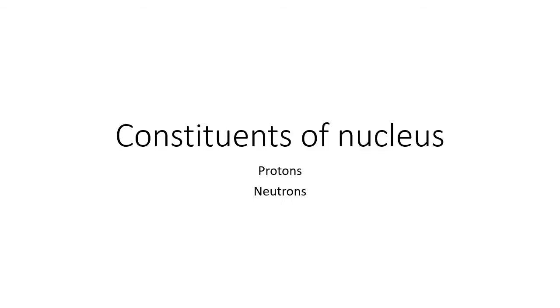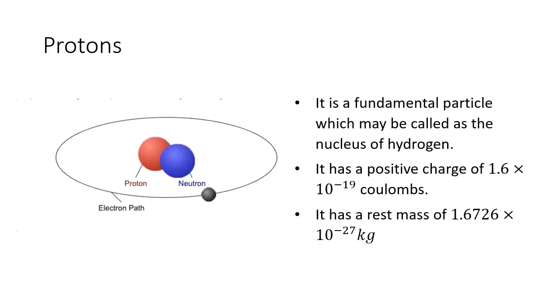So what are the components or the constituents of the nucleus? Nucleus is made up of protons and neutrons. So let's discuss the protons first. This red one. Protons are fundamental particles, which are the nucleus of a hydrogen atom also, I can say. Fine. These are your fundamental particles.